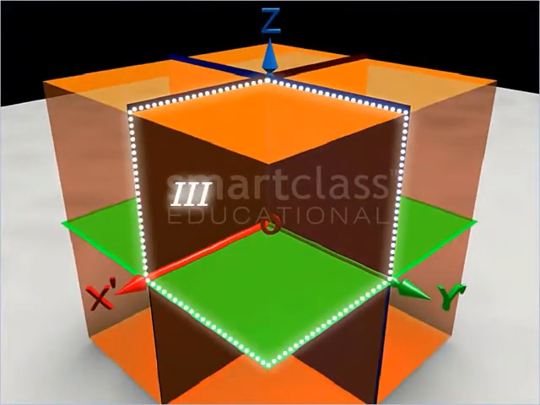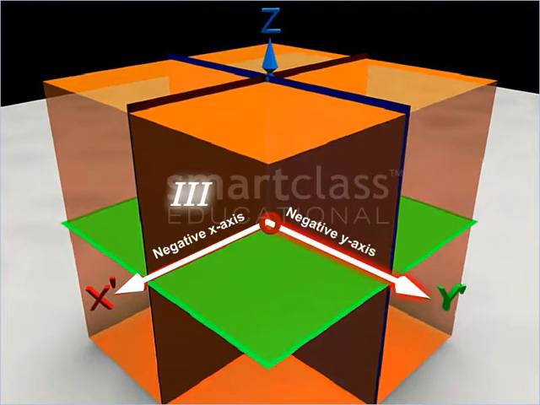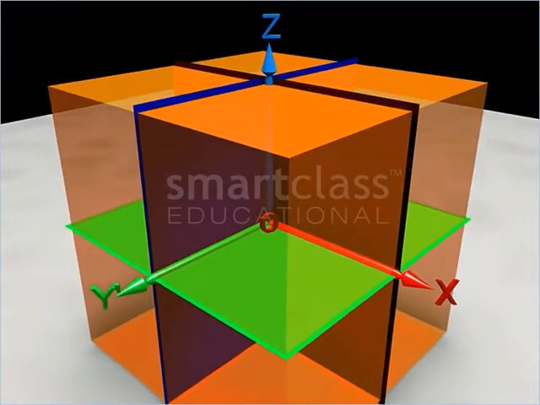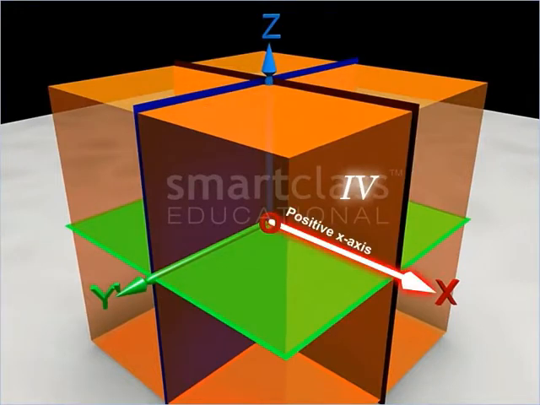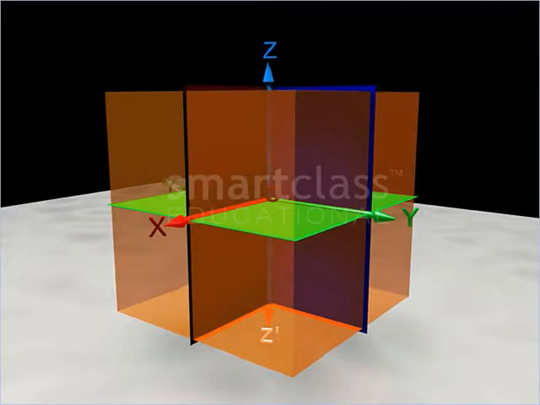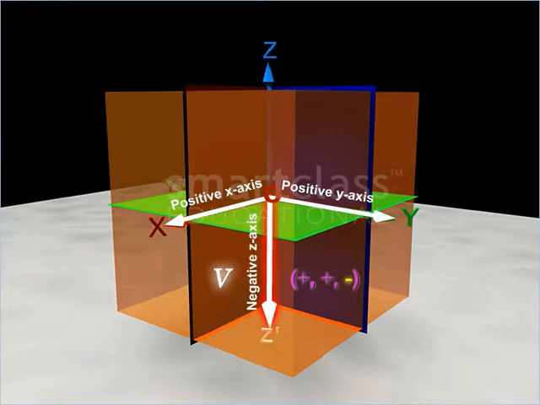Further, the third octant consists of negative x and y axes and positive z axis. So the x and y coordinates of the points lying in this octant are negative, whereas the z coordinate is positive. Next, the fourth octant consists of positive x and z axes and negative y axis. So, the x and z coordinates of the points lying in this octant are positive, whereas the y coordinate is negative. Similarly, in the fifth octant, all coordinates of a point are positive except the z coordinate.